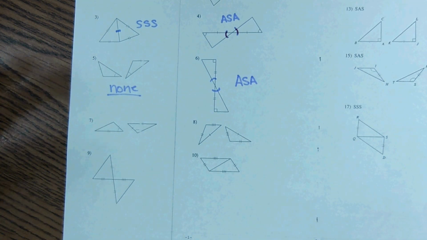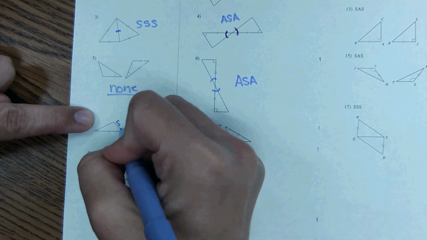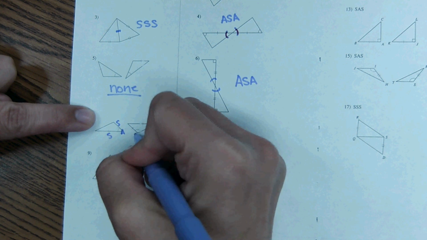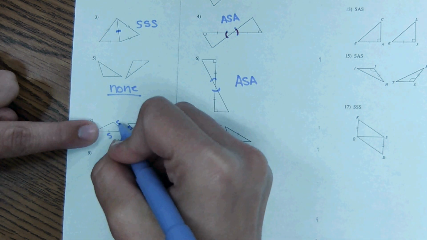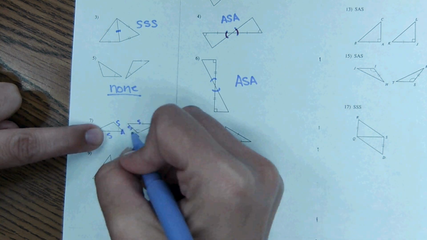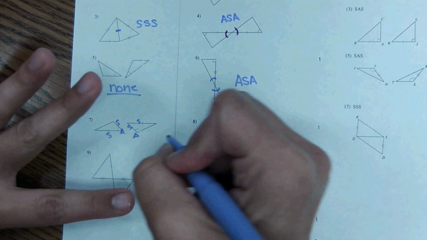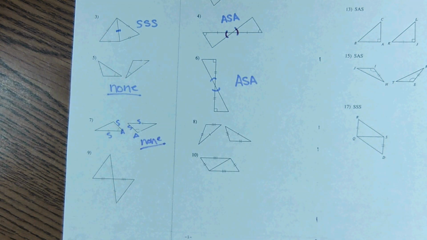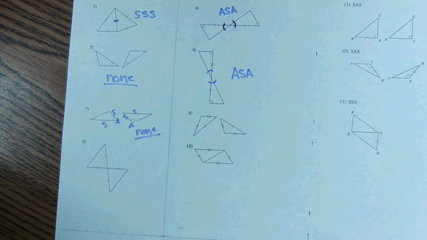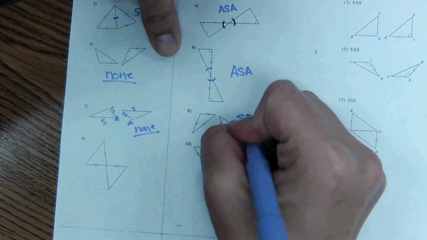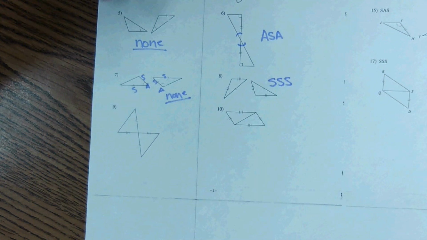For number seven, seven is a tricky one. Here we have side, angle, side, and then here, angle, side, side. So remember, you have to name them in order. It should be consecutive. In this case, they're in different orders, so it's none. But if you got tricked on that one, it's okay. I got tricked the first time too, because at first glance, it just looks like side, angle, side.